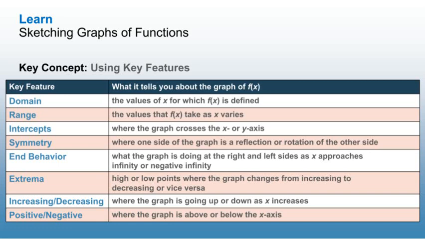End behavior, where does the graph go when you go to the right or to the left, or as x increases or x decreases? The extrema is looking at the high point and the low point. Increasing or decreasing, looking at where is the line going up, where is the line going down, as is referring to the x coordinates. And then the positive and negative, is it above the x-axis or below the x-axis?